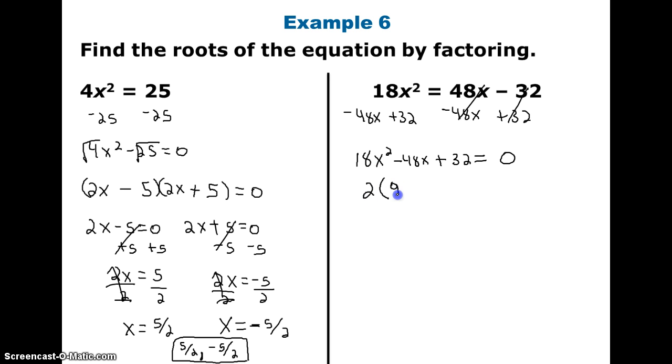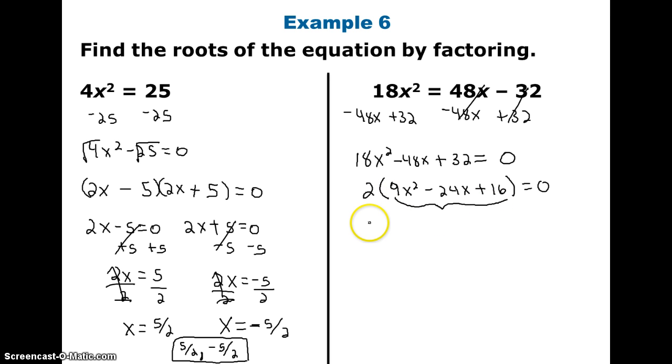So this is going to be 9x squared minus 24x plus 16 equal to 0. Then you look at the trinomial, the one inside of the parentheses, and you want to factor this one out. The first thing I notice, 9 is a perfect square number, 16 is a perfect square number, so we do have a perfect square trinomial. To factor, we're going to use the square roots.